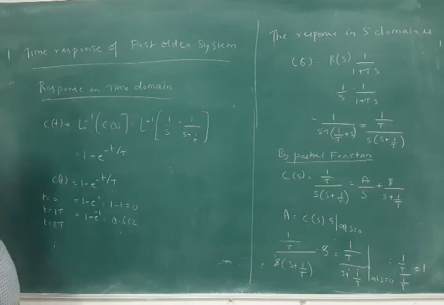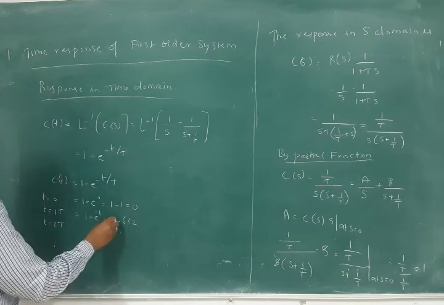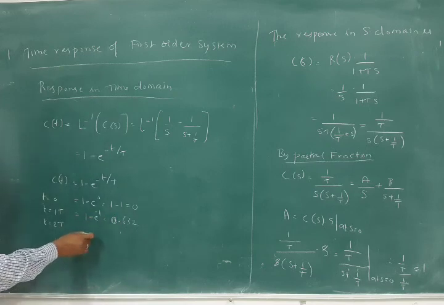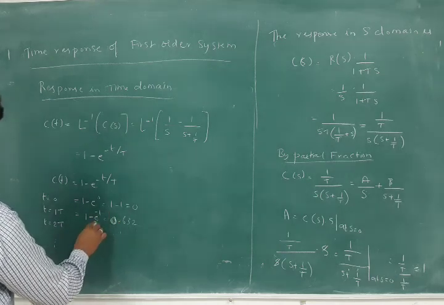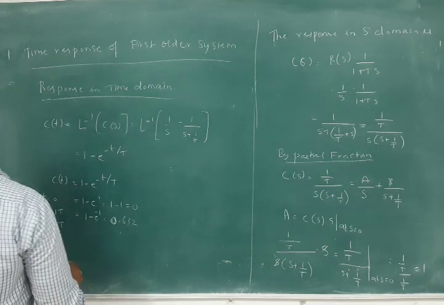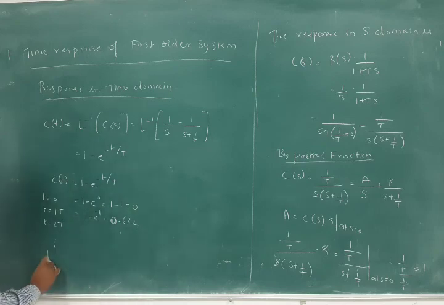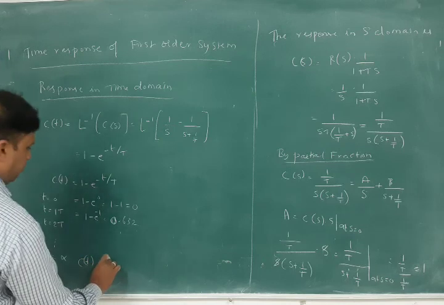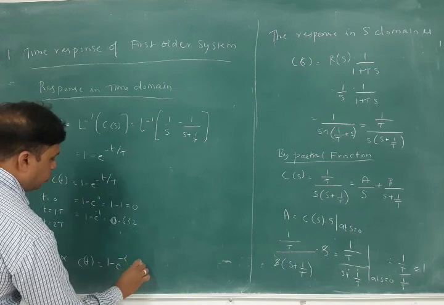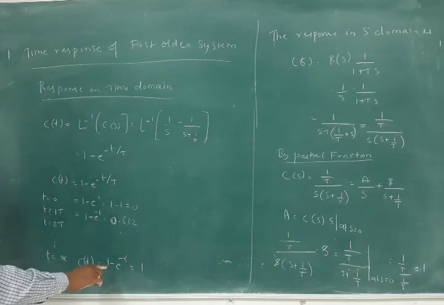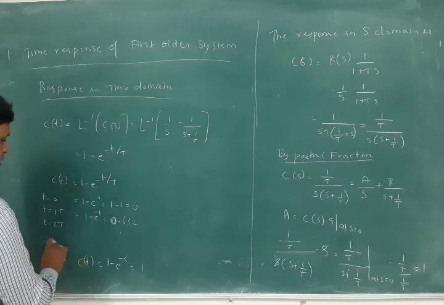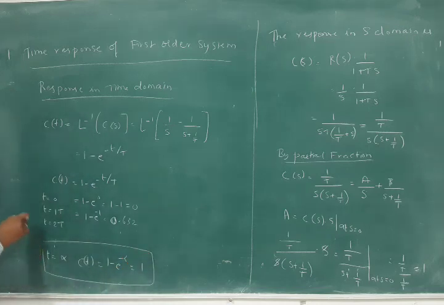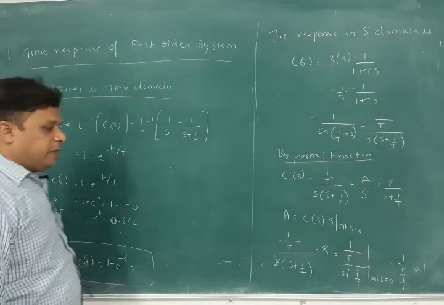As we know, from the table we can get 0.632, and in the similar way we get the values for t is equal to 2t and t is equal to 3t. After finding out the value of e, we can do this. Like that, up to infinity also we can do, t is equal to infinity. c of t is equal to 1 minus e power minus infinity. e power minus infinity is nothing but 0, so what we get here is equal to 1. Now, this is called the time response of the system.